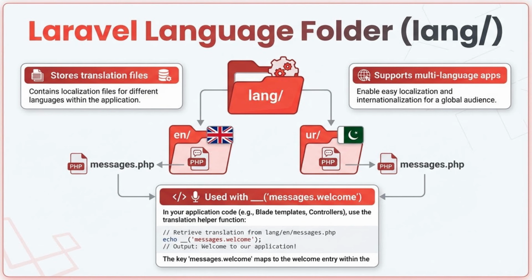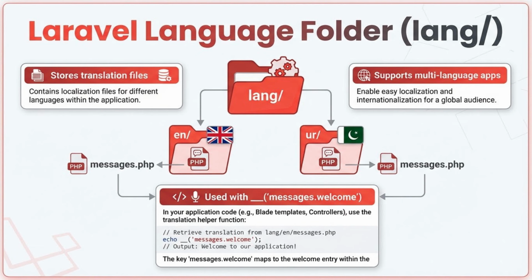In this part of the Laravel structure, we explore the Lang folder, which is responsible for making your application multilingual and ready for a global audience. This folder stores all localization files, simple PHP files that contain arrays of translated text. Each language gets its own dedicated subfolder, such as en for English or ur for Urdu.